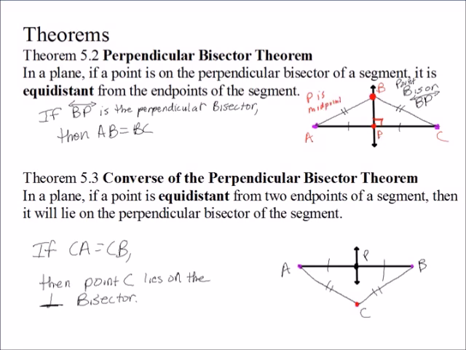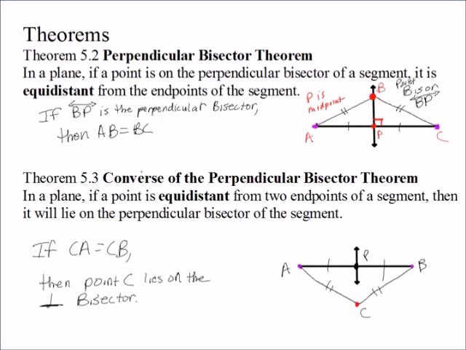So anytime you have a midpoint and you have a perpendicular bisector meeting at that midpoint, then you know that the distance from B to A and B to C are the same. So if BP is the perpendicular bisector, which it is, then AB is going to be congruent to BC.